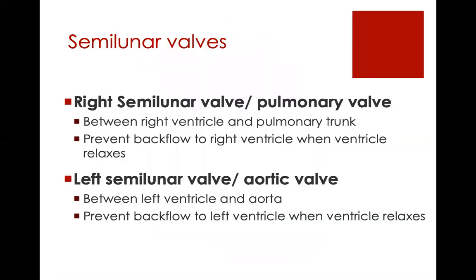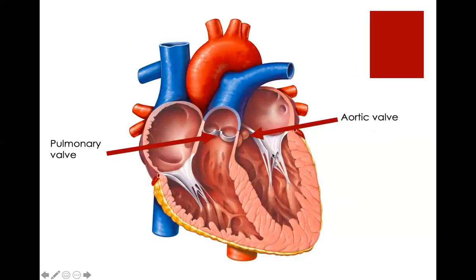Now, the second set of valves that we have described are called semilunar valves. Again, these are located between the left and right ventricles and their corresponding blood vessels. The right semilunar valve is on the right-hand side and associated with the pulmonary trunk. Imagine your right ventricle contracting, and I'm going to show you this on a picture. Your right ventricle contracts, and it's going to push all the blood to your pulmonary trunk.